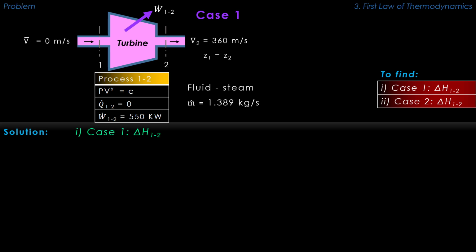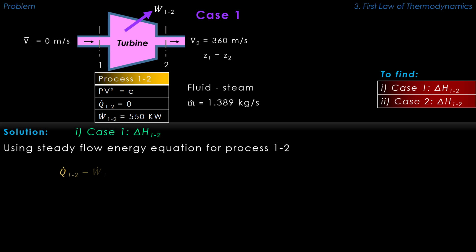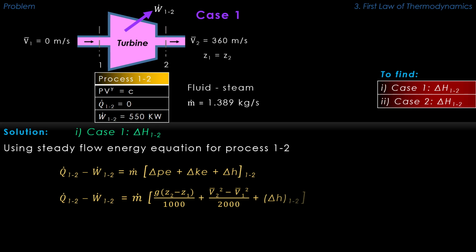We know we get the enthalpy values for the open system processes from the steady flow energy equation. So, using the steady flow energy equation for expansion process 1-2, we can write Q12 minus W12 is equal to m dot into delta PE plus delta KE plus delta H of 1-2. So, now elaborating the formulas for delta PE, delta KE, and delta H, we can write Q12 minus W12 is equal to m dot into [g into (Z2 minus Z1) upon 1000 plus (V bar 2 square minus V bar 1 square) upon 2000 plus delta H of 1-2].